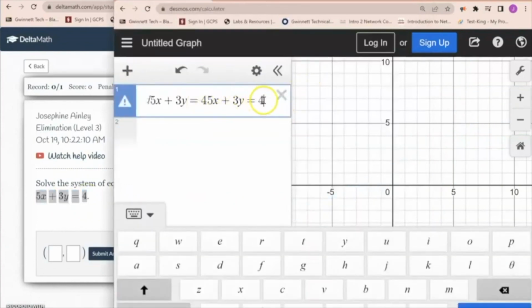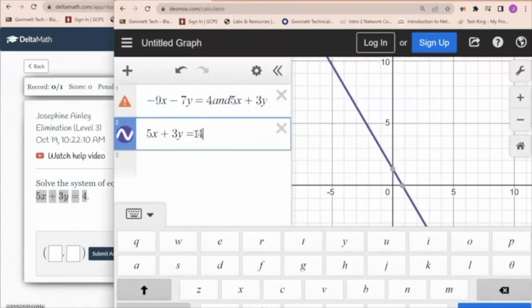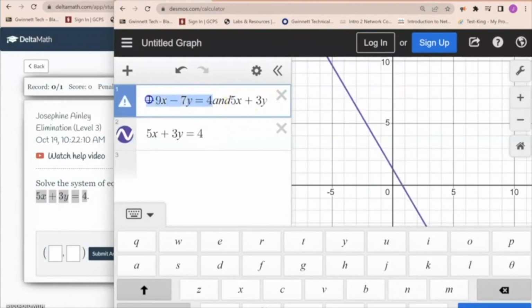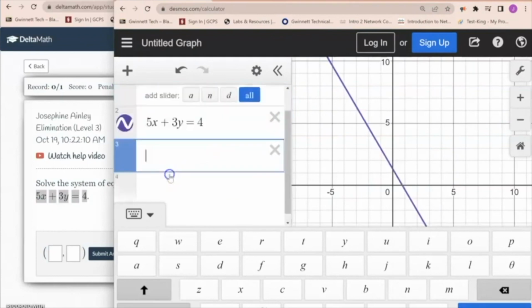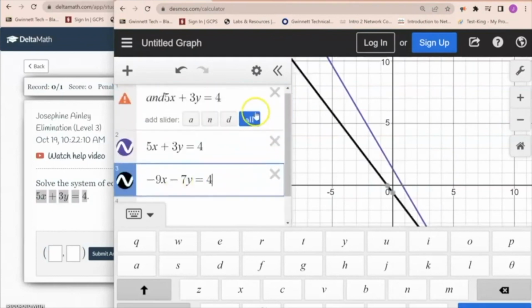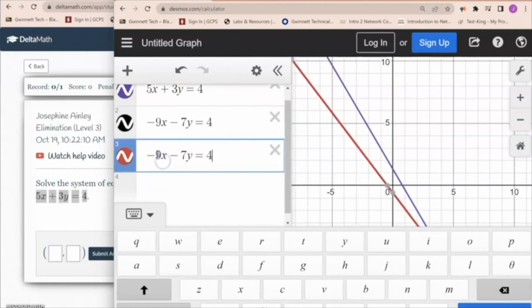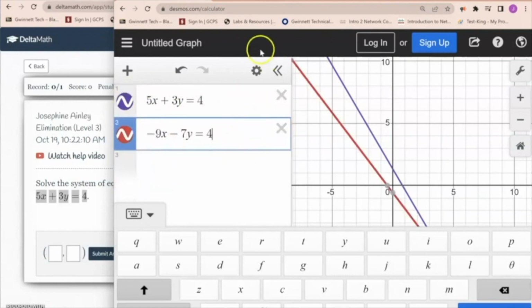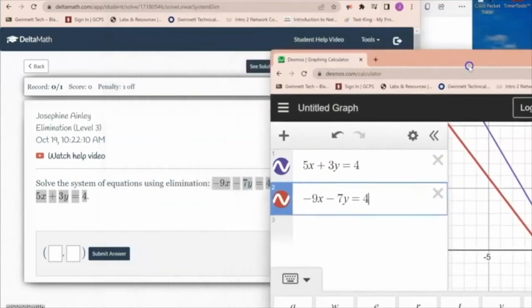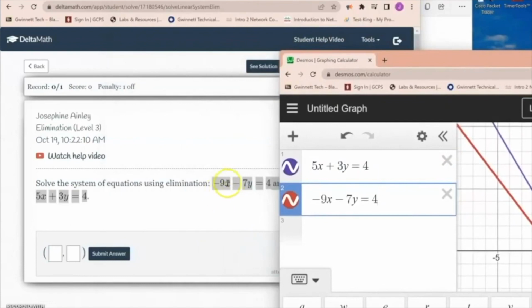And then I'm going to come and take what I need. So I need here, Control X, and I'll paste it, Control V. And then here, Control X, Control V. All right, and then I'm going to get rid of this extra line. Make sure they're two different colors. If they're not two different colors, go ahead and Control C again, Control V, and then cross out the extra one. All right, then make sure, okay, always make sure it is what is in the question. Negative 9x minus 7y equals 4. 5x plus 3y equals 4.